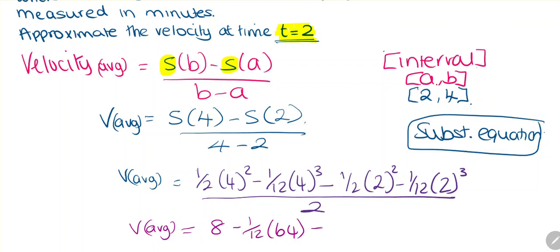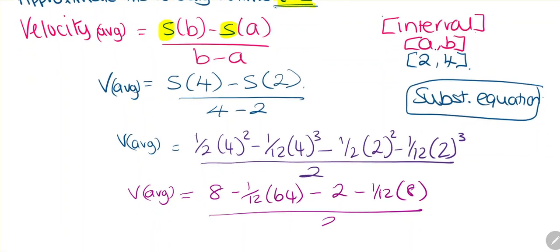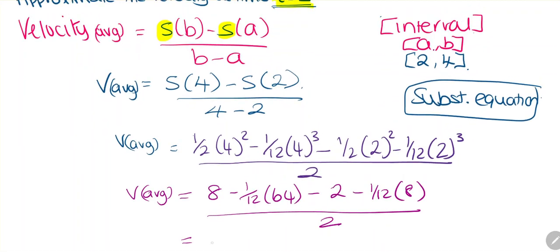And then we have half of 4, which is 2, and we're going to leave this as so. And a 12th of 8. And this is all divided by 2. So if we put this into the calculator, we'll have 0.66 recurring, so 7. So this is miles per minute.